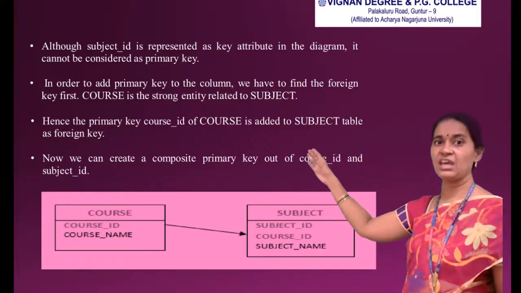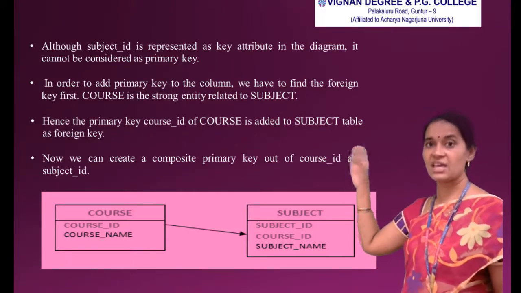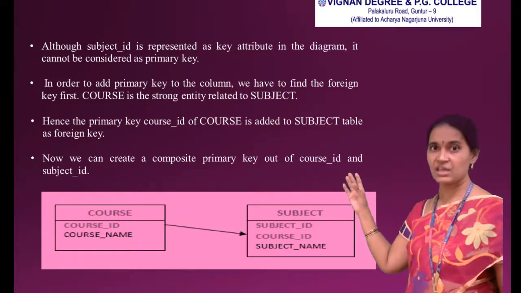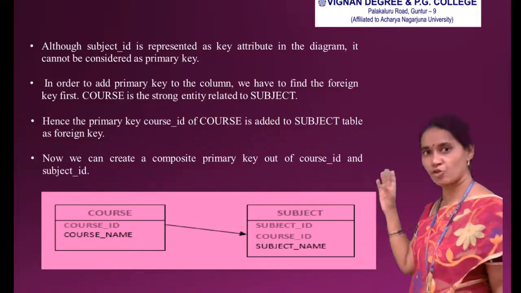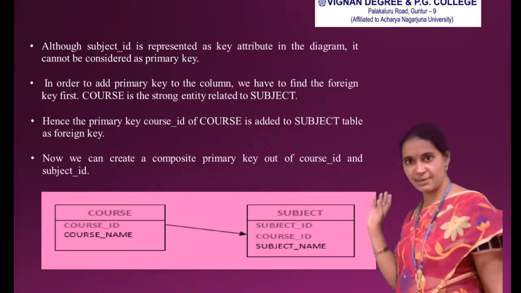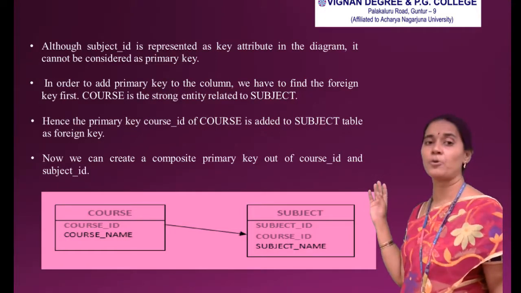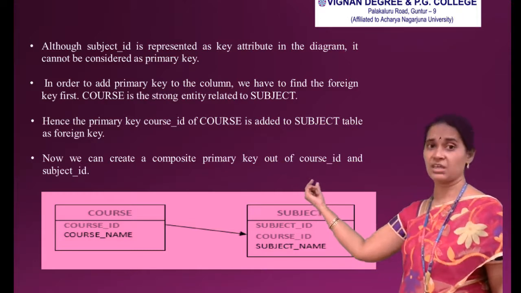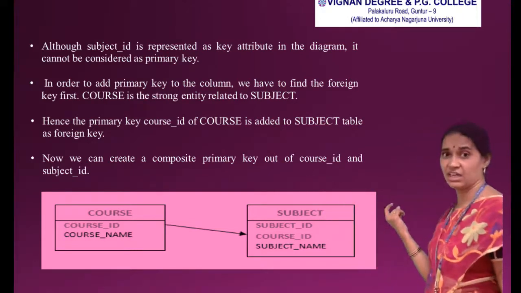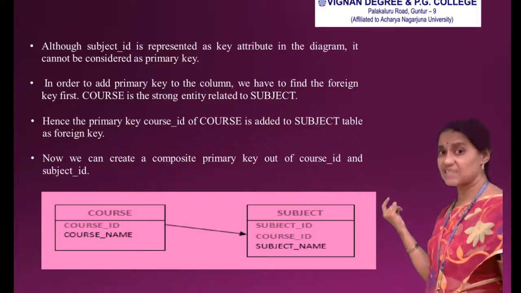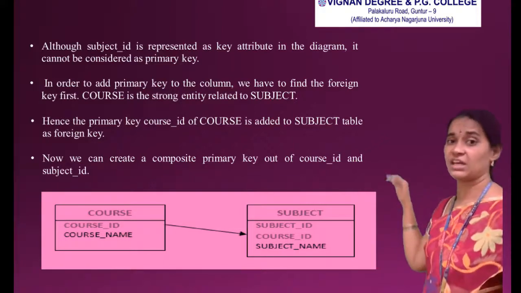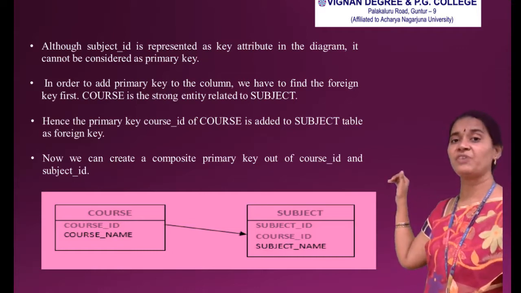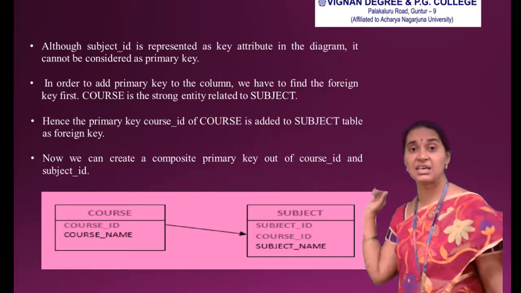Hence, the primary key, course ID of the course, is added to the subject table as a foreign key. Now, we create a composite primary key out of course ID and subject ID. Course ID plus subject ID put together becomes a composite primary key. See the diagram in which the course ID in the course table is the primary key, which I have used as a foreign key in the subject table. In the subject table, subject ID plus course ID put together becomes the composite primary key. This is how we define the various entities and attributes.